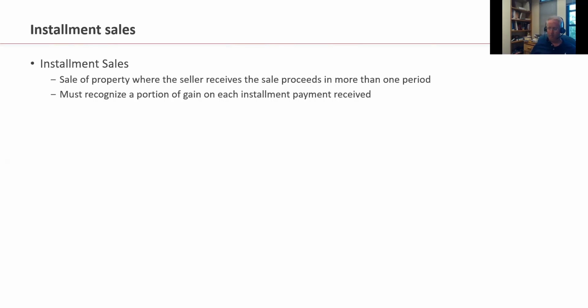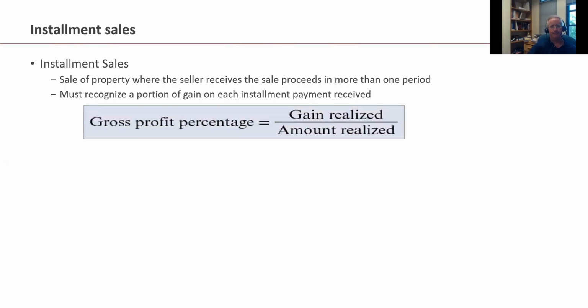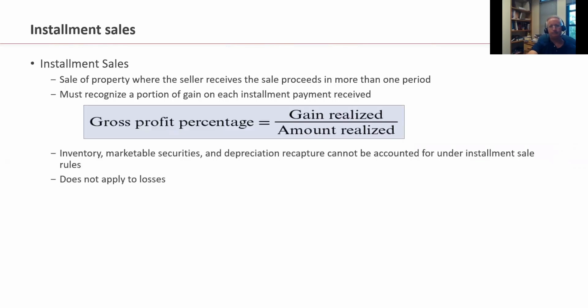So the question is, what is the portion I need to recognize? That's called the gross profit percentage. What you do is you take the gain realized divided by the amount realized. That gives you the gross profit percentage that you apply against each receipt of cash. Sales of things like inventory, marketable securities, and depreciation recapture, right? So that 1245 recapture cannot be accounted for under the installment sale rules, and installment sale rules never apply to losses. Now, no one would want to defer their losses anyway. They would always want to recognize their losses. So it makes sense that installment sale doesn't apply to losses.